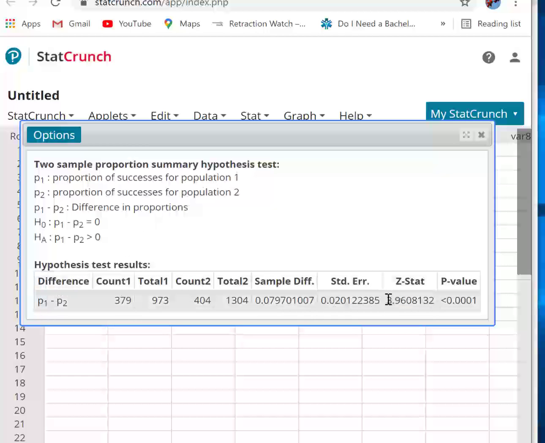We need the test statistic, which is Z equals 3.96, to 2 decimal places. And the p-value is so small, it's almost 0. When it doesn't give you a value of the p-value and says it's less than 0.001, it means it is small, so that means it is less than alpha. So this is how you use StatCrunch to perform a test between two proportions.